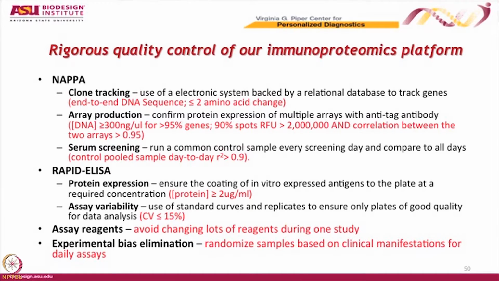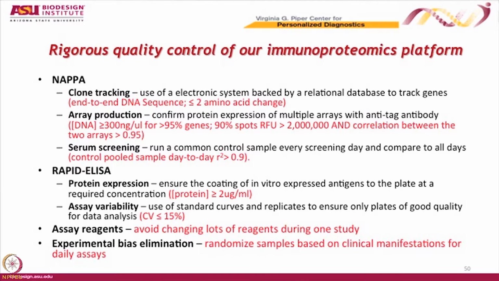When we make arrays, we do a number of things. First of all, we make sure that there's greater than 300 nanograms per microliter of DNA for 95% of the genes that we're going to print. So before we even print, we look at the plate that has the DNA in it, and we make sure that we have an adequate amount of DNA for every protein. If we don't, we go back and fix the ones that are broken or that are too low.